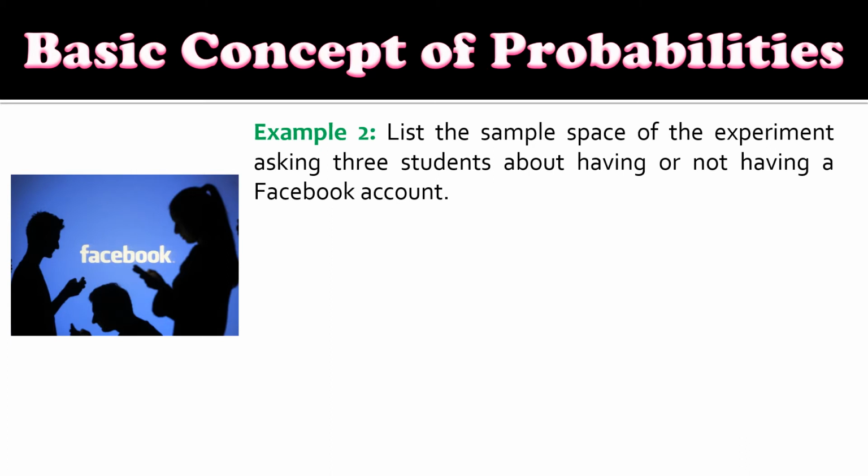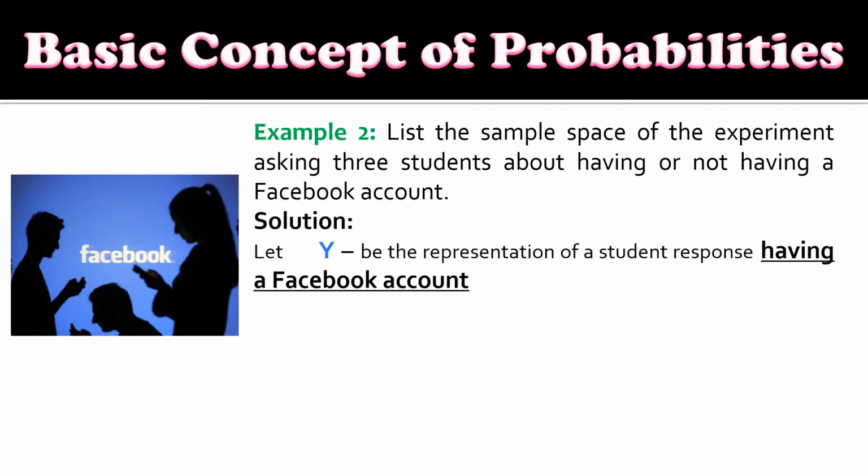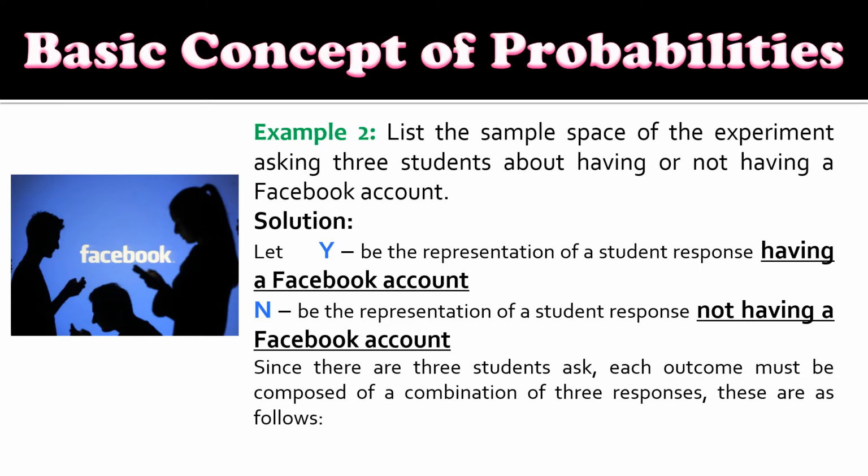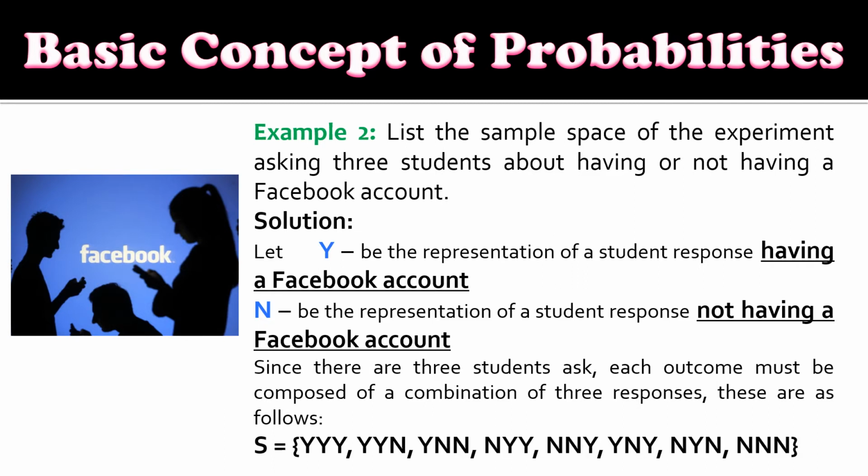So example number 2. This is the sample space of the experiment asking 3 students about having or not having a Facebook account. Let's represent those students having a Facebook account as Y, and N for those not having a Facebook account. So what are the possible outcomes? Since there are 3 students asked, each outcome must be composed of a combination of 3 responses. So these are as follows.